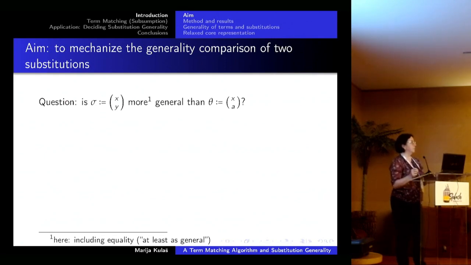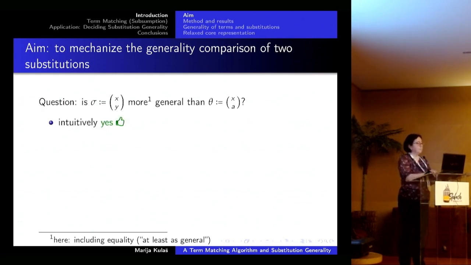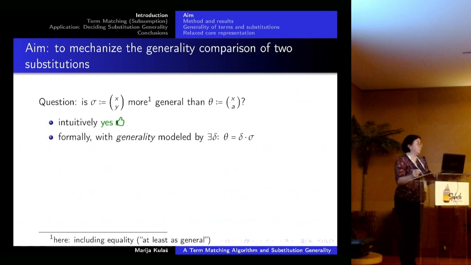and in particular in the question of generality of substitutions. So as an example, if we have a substitution replacing the variable x with the variable y, should it be considered more general than substituting x for a constant a? So intuitively, of course, we are just swapping one variable for another, so why shouldn't that be the same? But formally, the problem is the accepted definition of substitution generality is a bit tricky.